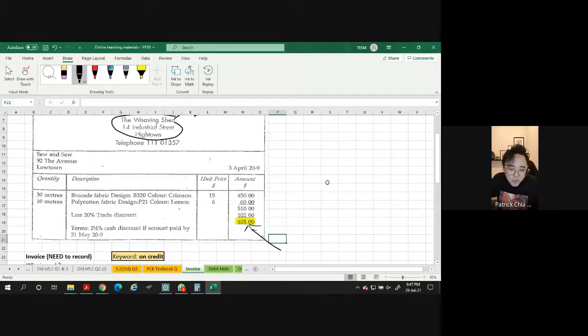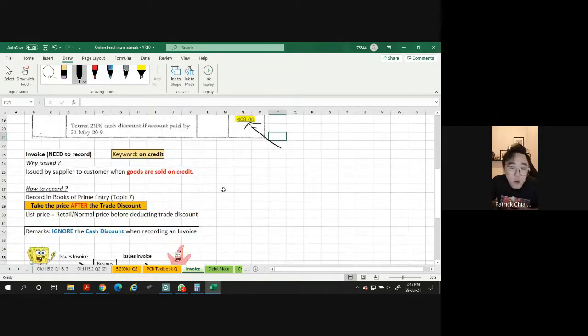So for invoice, what you need to know, guys, this is on credit. That is the keyword. Invoice is issued because no payment. I'm pretty sure you all understand that when you buy something, you pay money. What do you get in return? They will give you a receipt. Correct or not? Every time you buy something, you pay, you get a receipt. Obviously, you all have experienced this before.